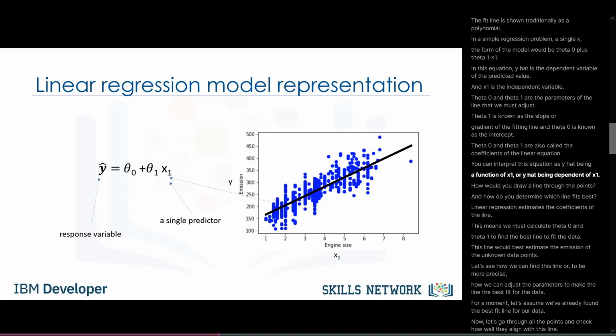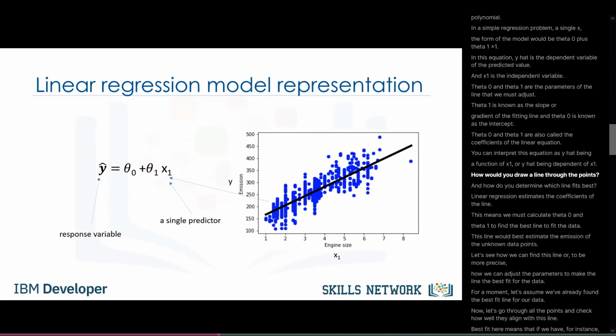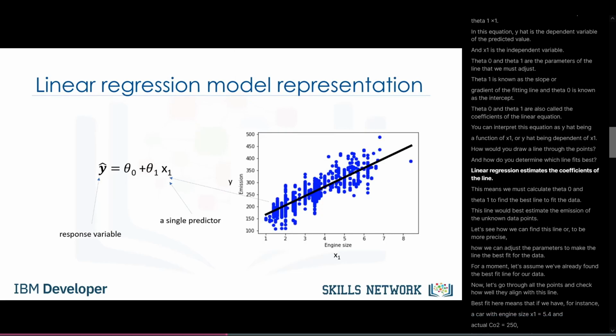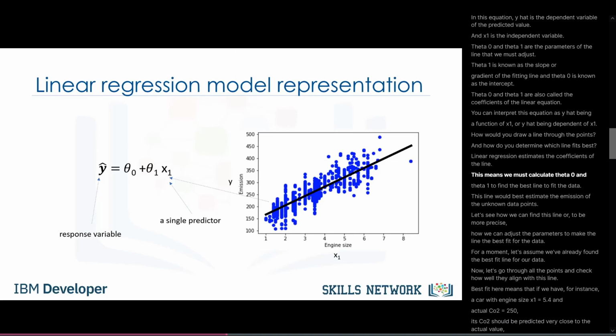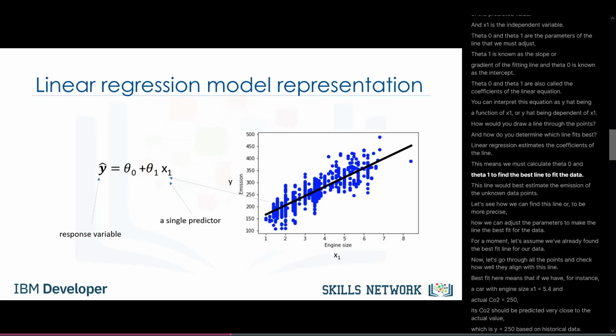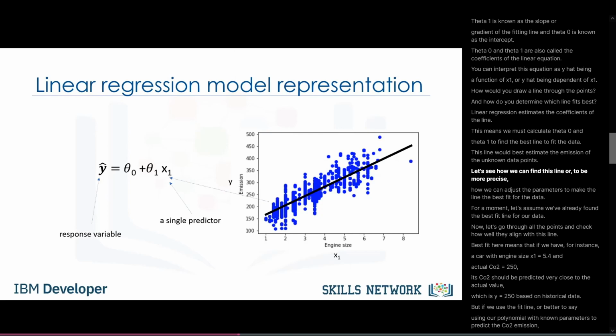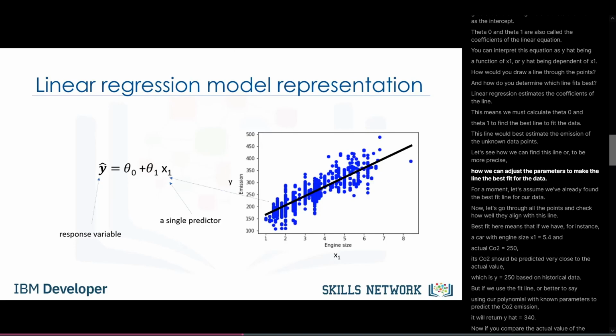Now the questions are, how would you draw a line through the points? And how do you determine which line fits best? Linear regression estimates the coefficients of the line. This means we must calculate theta 0 and theta 1 to find the best line to fit the data. This line would best estimate the emission of the unknown data points. Let's see how we can find this line, or to be more precise, how we can adjust the parameters to make the line the best fit for the data.